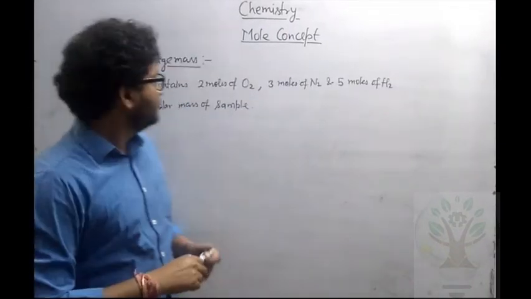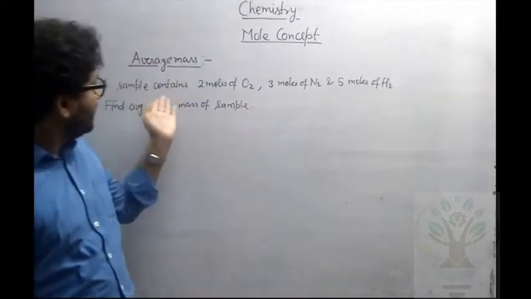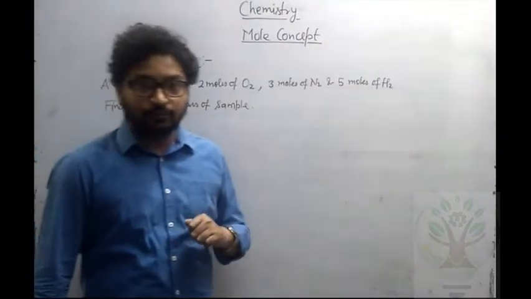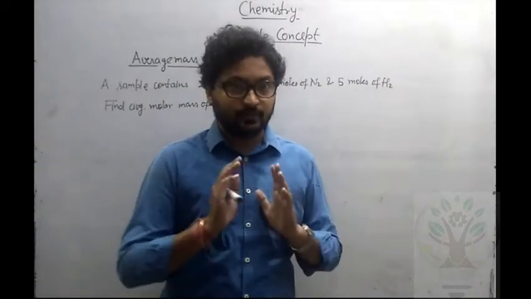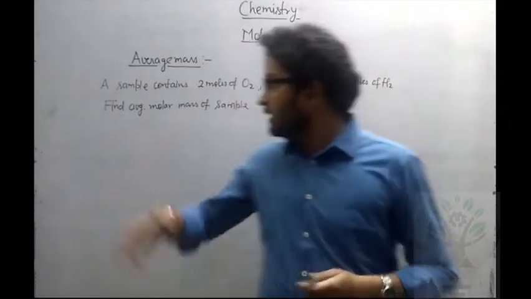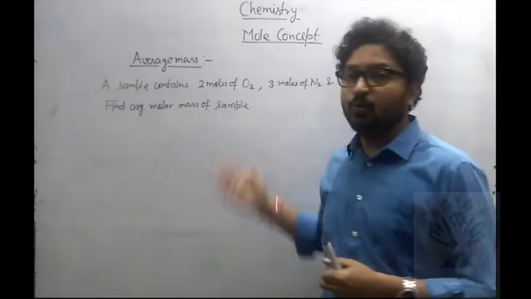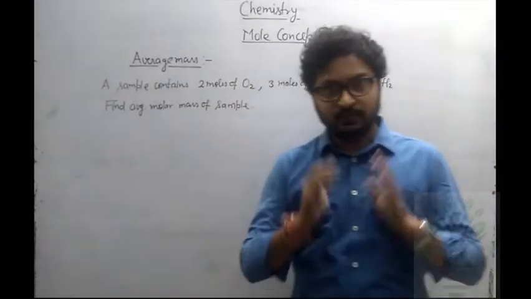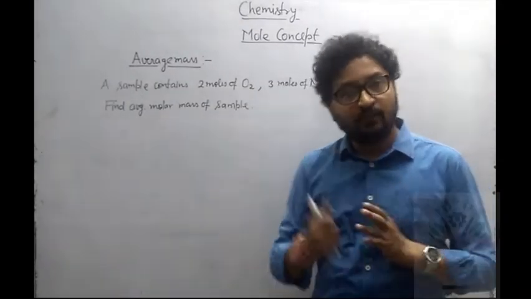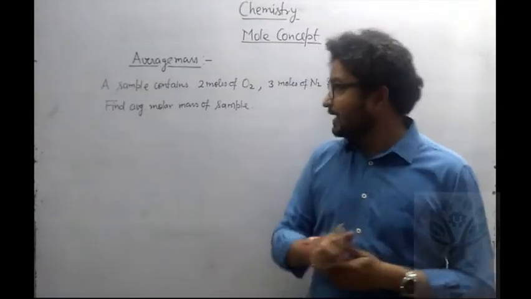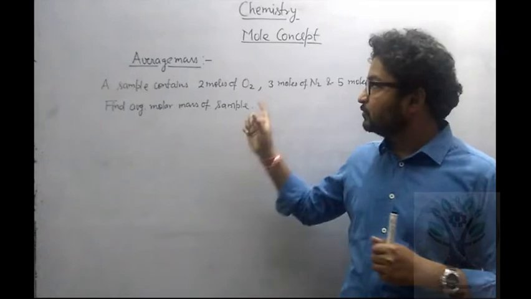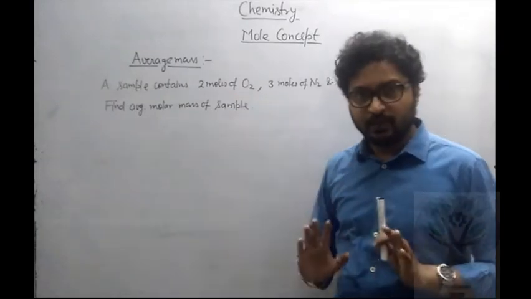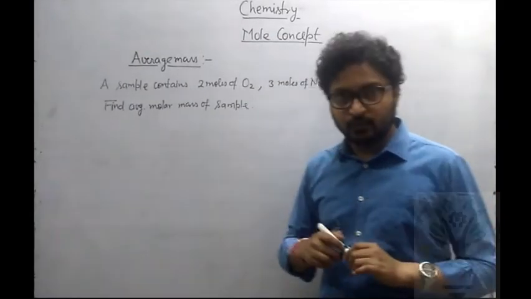Now the next question is, a sample contains 2 moles of O2, 3 moles of N2 and 5 moles of H2. What are they asking? They are asking to find the average molar mass of the sample. Is the question clear to us? Now how will we solve this? They are asking average molar mass, meaning on average what will be the mass of 1 mole of this system. Okay, pause the screen, try to solve on your own.